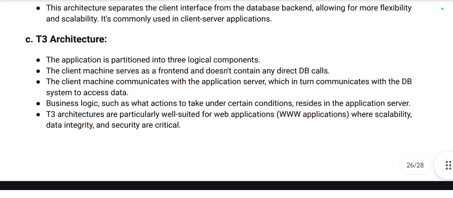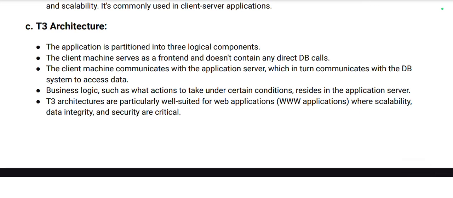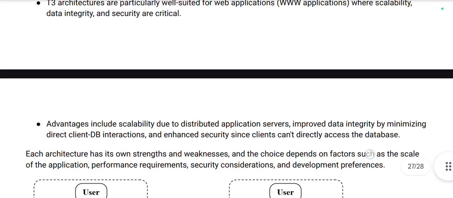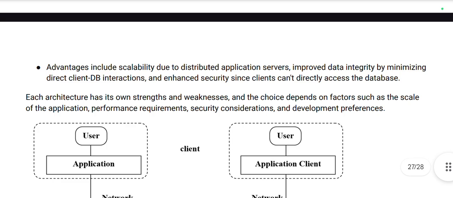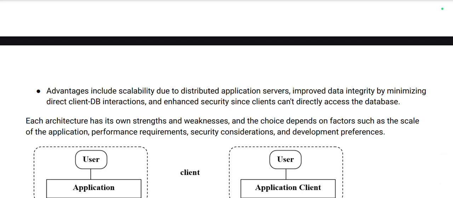Tier 3 architectures are particularly well suited for web applications, where scalability, data integrity, and security are critical. Tier 3 is for large organizations, like World Wide Web applications. Advantages include scalability due to the distributed application servers, because there are many servers running at a time providing the service. And we can add more servers and balance the load of the servers.